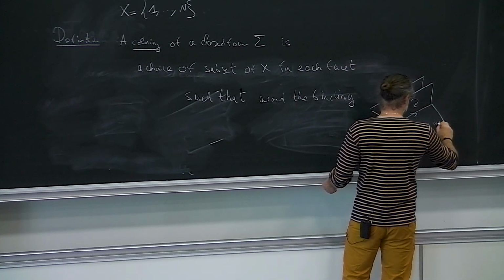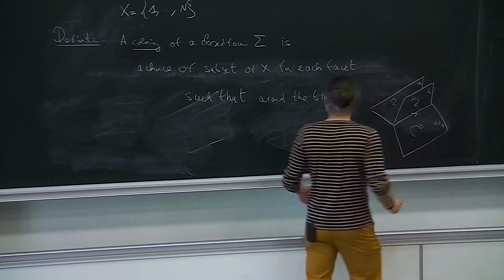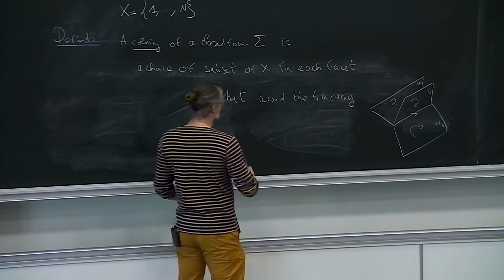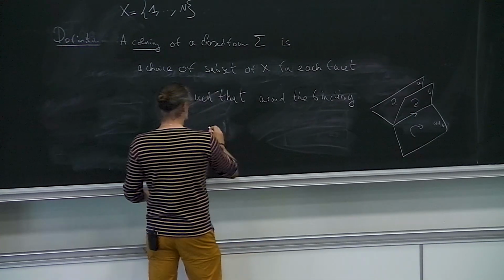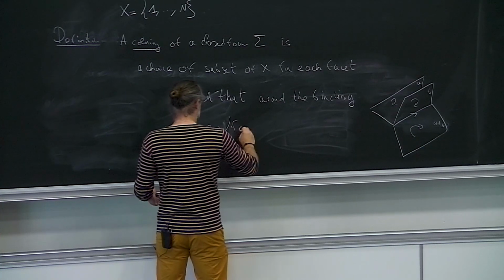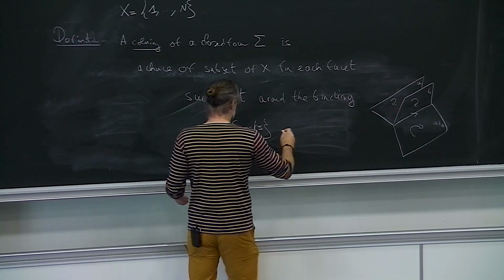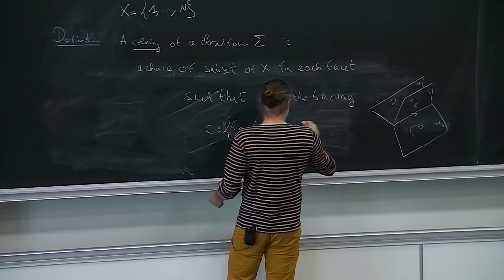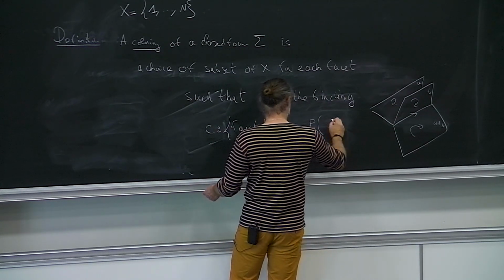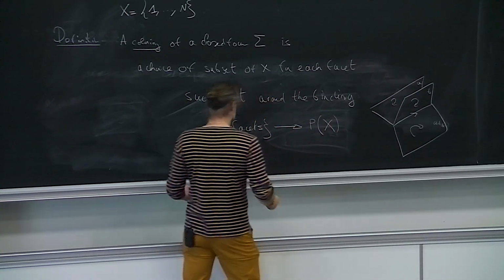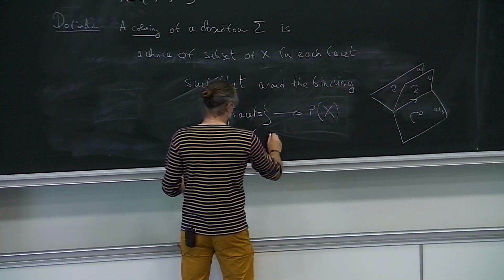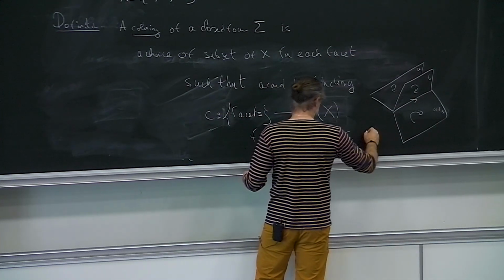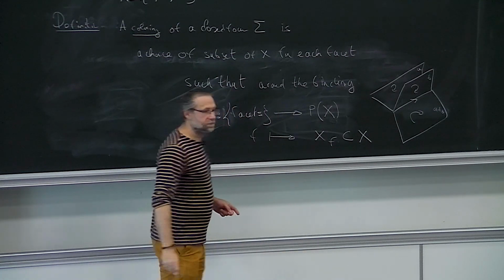So that's A plus B, that's B, that's A. There are two conditions. The first thing is that the coloring goes from the facets into P, the parts of X. So to a facet F, we associate, let's say, X of F. So this is a subset of X.